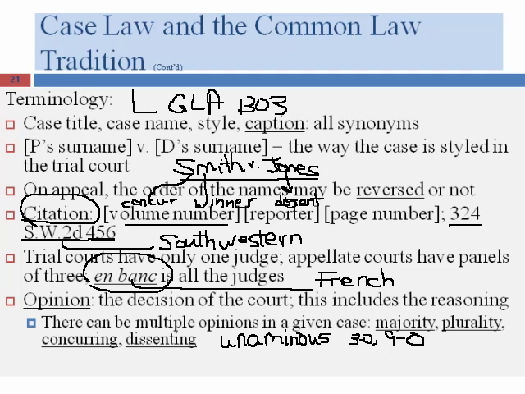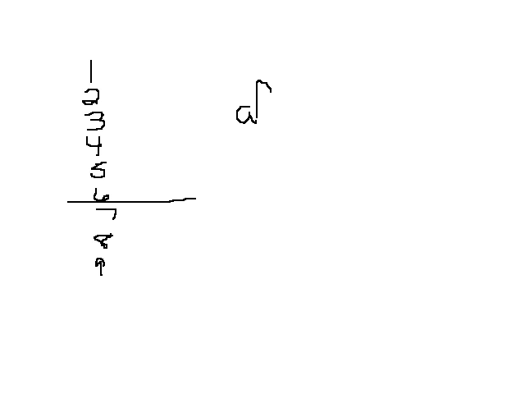Let's look at the category of a plurality, and I am going to clear this slide and show an example of how a plurality works. I'm going to list, using numbers, 9 justices. And I'm going to say that 6 vote to affirm. And when we say affirm, we mean they're saying that the Court of Appeals got it right. They're saying, yay, Court of Appeals, you score an A+. And the bottom 3 would vote to reverse. They say, hey, Court of Appeals, you messed up big time. We don't agree with you.